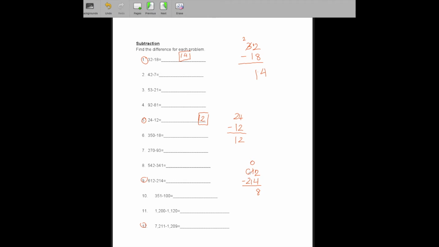Zero minus 1, you can't do it because 0 is too small. So you have to change this 6 into a 5. 6 becomes a 5, and then bring the 1 over. So 0 instead becomes 10. What's 10 minus 1? That's 9. 5 minus 2 is equal to 3. So the answer to this question is 398.